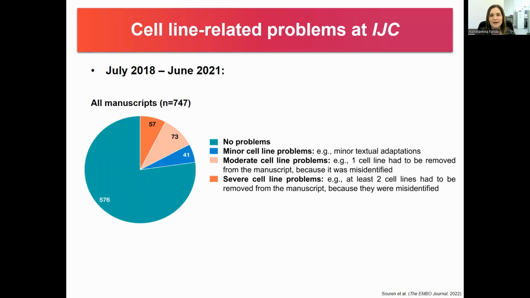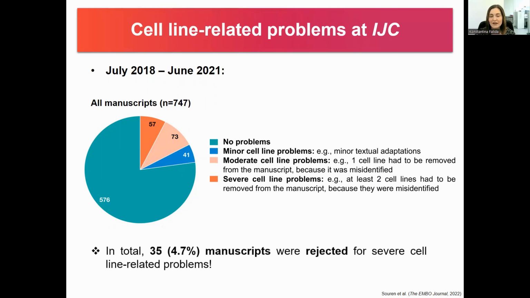When we look at the manuscript level, then we see that based on the available information, the majority of the selected manuscripts have no cell line-related problems. However, in 130 manuscripts, moderate or severe cell line-related problems are observed. Finally, 35 manuscripts, which is almost 5%, were rejected for severe cell line-related problems, which means that at least 2 cell lines were misidentified.